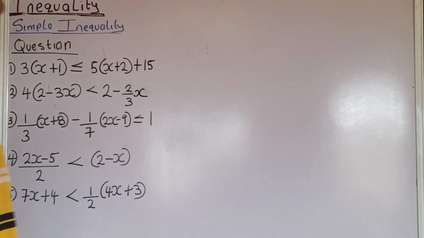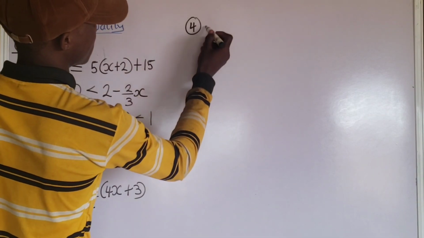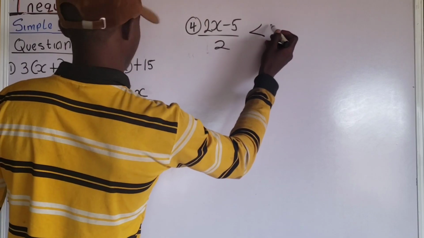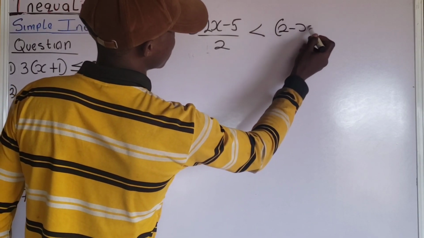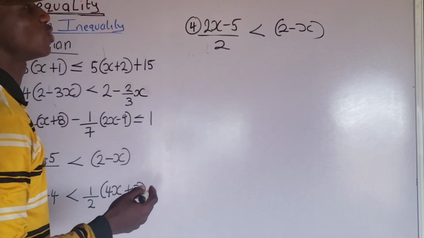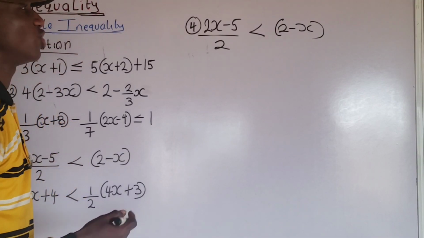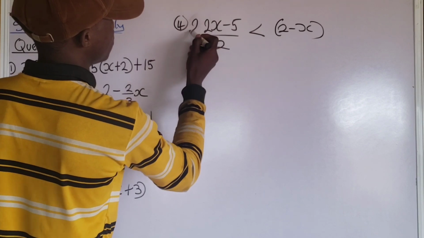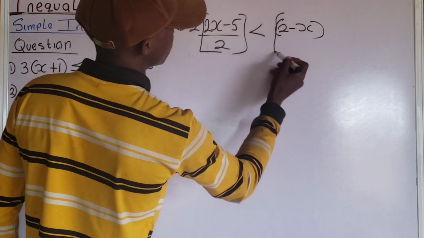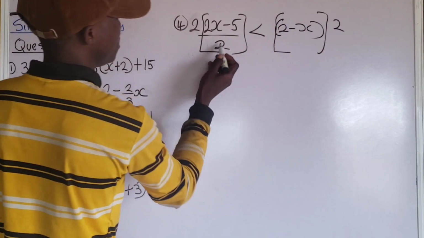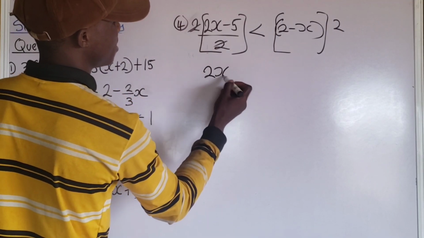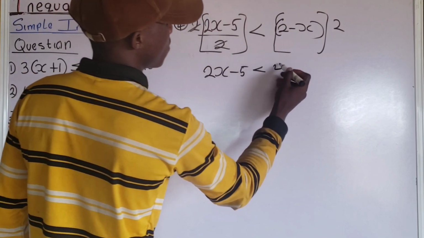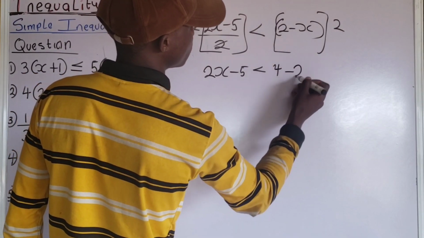So let's proceed to question number 4. We have 2x minus 5 all over 2 is less than 2 minus x. All you have to do here is to multiply both sides by 2. You understand? So we're going to multiply this by 2, and then 2 multiplied by this as well. So these two will cancel these two. So I'm left with 2x minus 5 is less than. Now 2 multiplied by 2, that is 4. 2 multiplied by negative x, that is negative 2x.